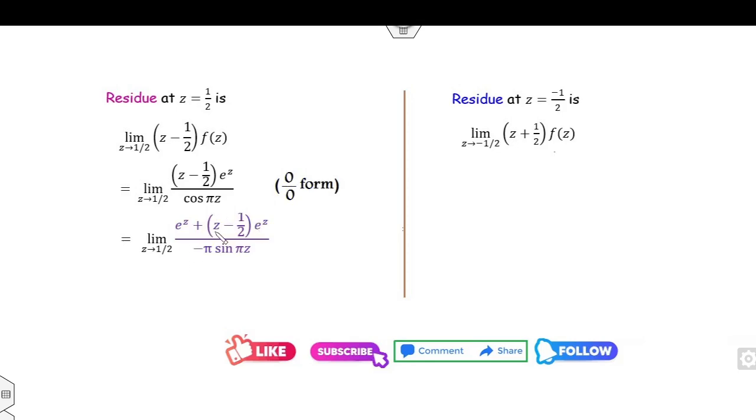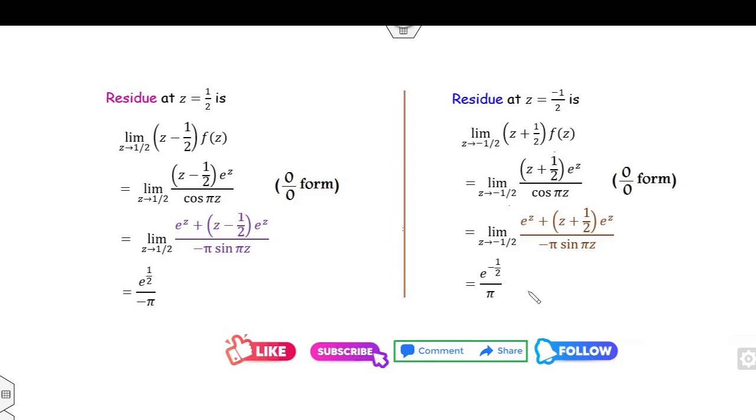Now you can substitute half. This value will be 0, so the numerator becomes e to the half. Sine of pi by 2 is 1. So the answer is e raised to the power half divided by minus pi. Similarly, you can find it on your own, and after the calculation you will get the answer e raised to the power minus half divided by pi.